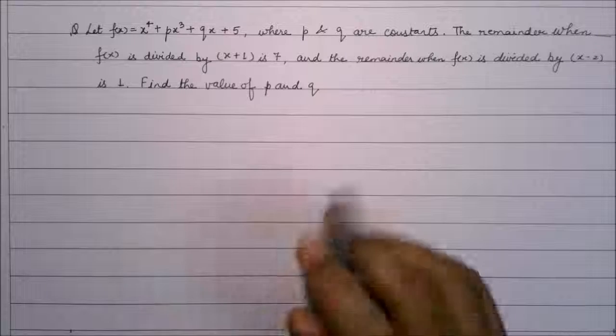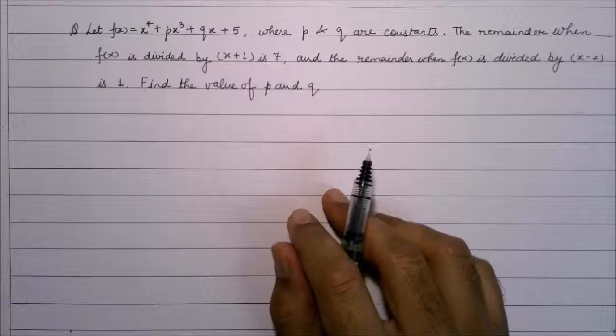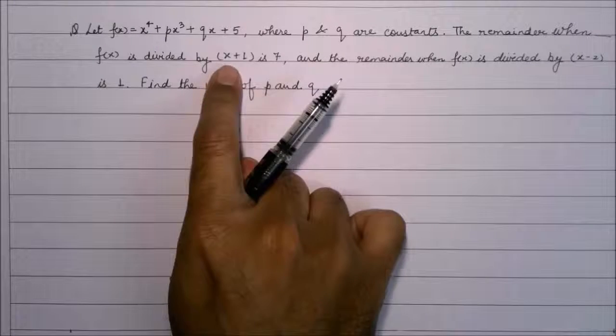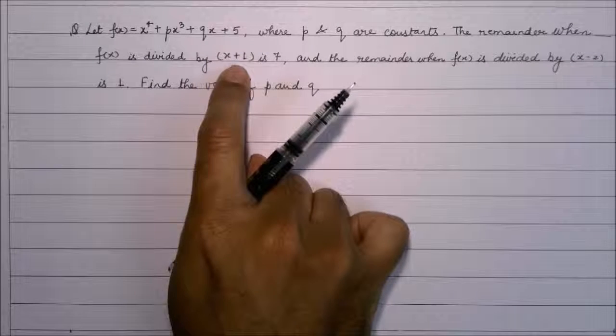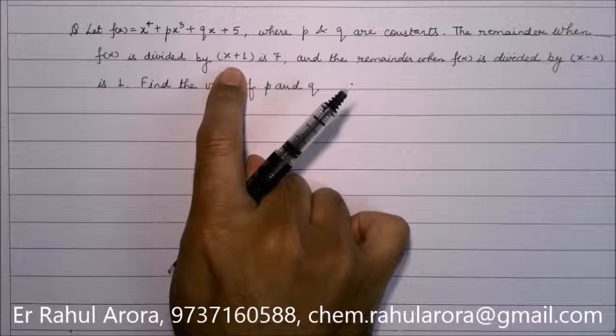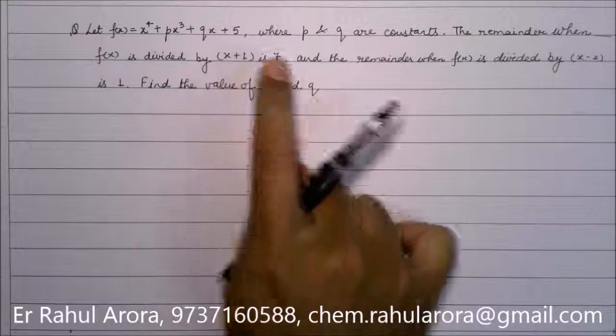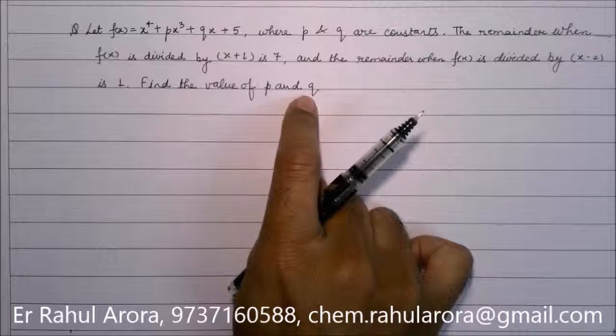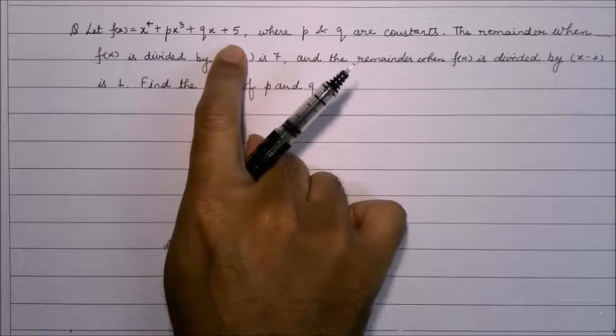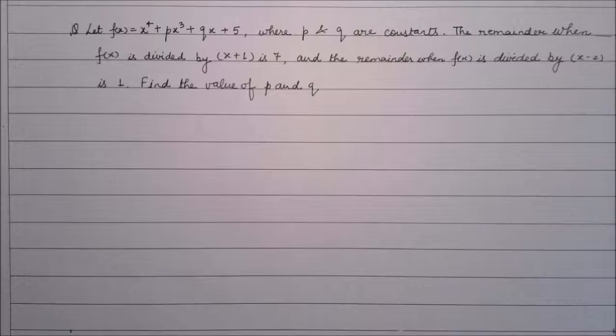This is a straightforward question of remainder theorem, and what remainder theorem says is that we will be equating x plus 1 to 0, finding its value, and whatever value we get, we will plug that back into the function. The thing will be more clear when I write it.